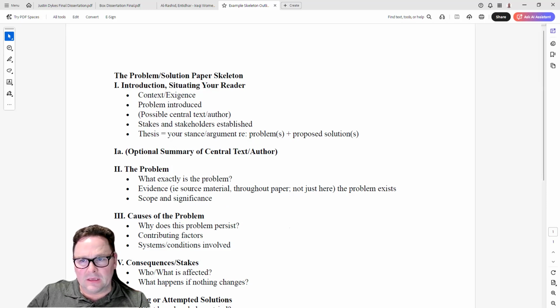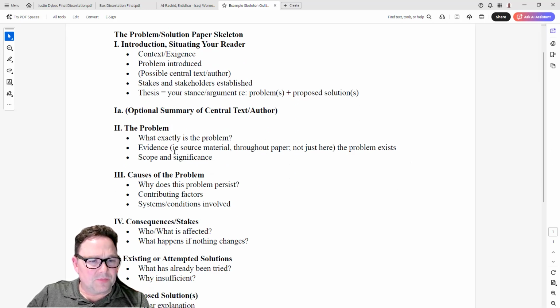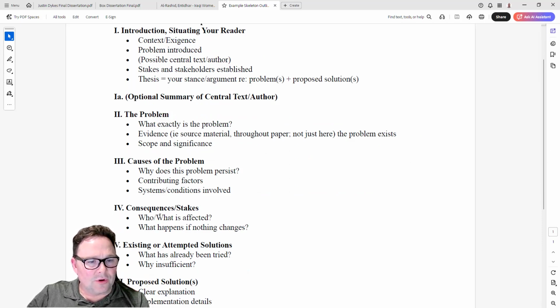So what we'll do is we'll go over this outline first. This is just, I'm calling it a skeleton outline. What we have are some familiar concepts with the Roman numeraling and the different categories.